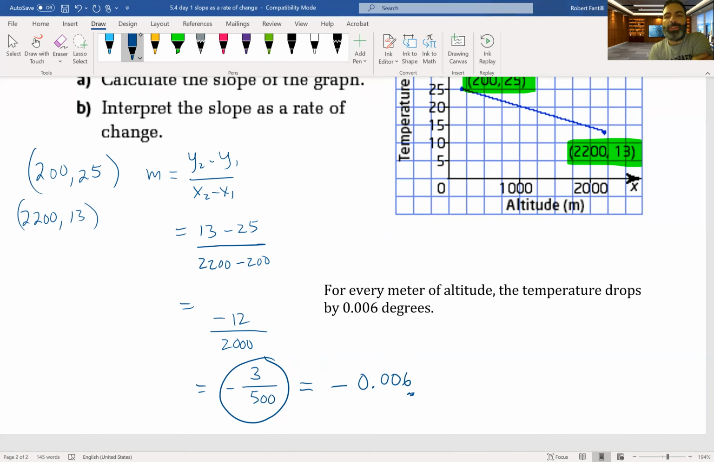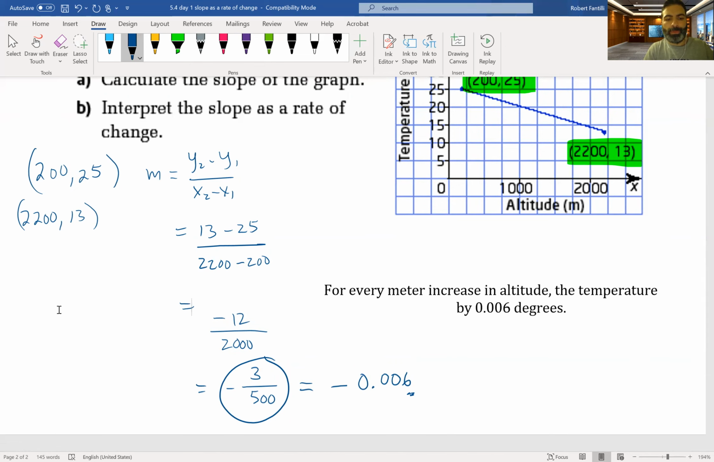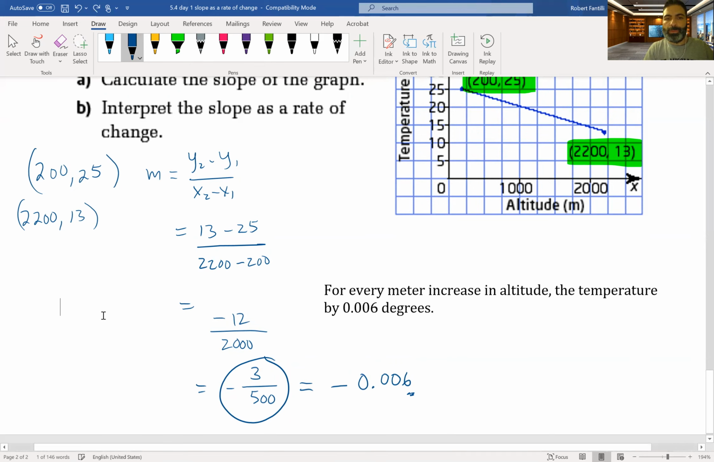For every meter of altitude, maybe we could say for every meter increase in altitude. That sounds a little more clear, doesn't it? And I gotta get this guy to join the group. Drops by decimal 0.006 degrees. Okay.